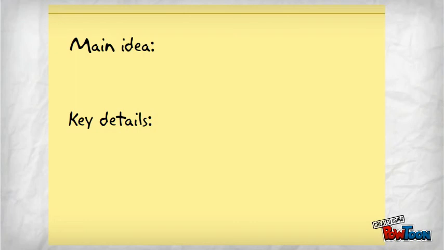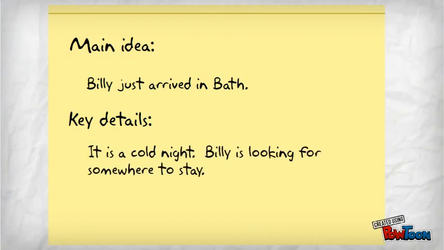We can use these notes to figure out the main idea and key details. I'm pretty sure that the main idea is how Billy just arrived in Bath. The key details seem to be that it is a cold night and Billy is looking for somewhere to stay. Wow, I can't wait to see where it goes from here.